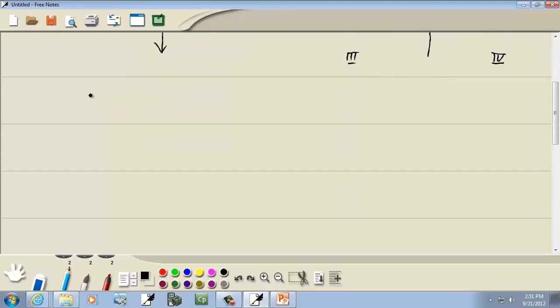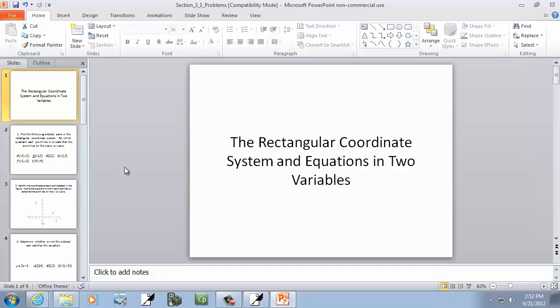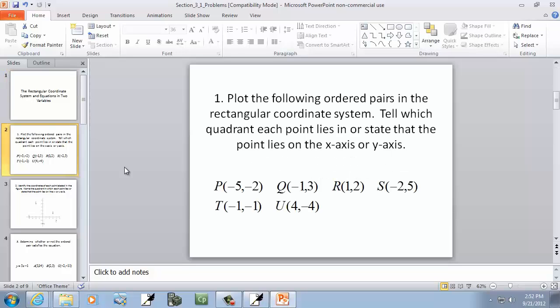Now we're going to be plotting something called a point. It's also called an ordered pair, and it looks like this. I'll actually put a number here so we can see it. This refers to our x part of our point, and this one right here refers to our y part of our point. These first problems revolve around plotting, so let's do that.